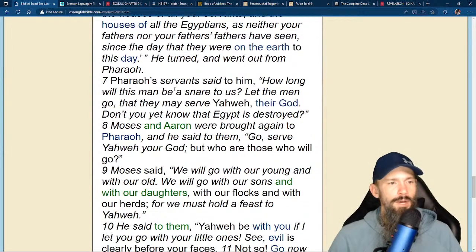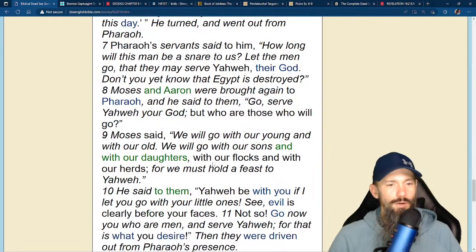Pharaoh's servants said to him, How long will this man be a snare to us? Let the men go, that they may serve Yahuwah their Elohim. Don't you yet know that Egypt is destroyed? Moses and Aaron were brought again to Pharaoh, and he said to them, Go serve Yahuwah your Elohim. But who are those who will go?